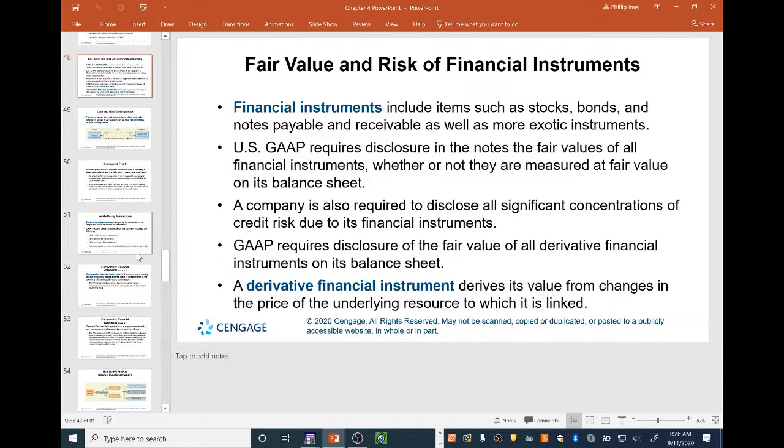GAAP requires disclosures of the fair value of all derivative financial instruments on its balance sheet. A derivative financial instrument derives its value from changes in the price of the underlying resource to which it's linked. So what are we talking about there for a derivative instrument?